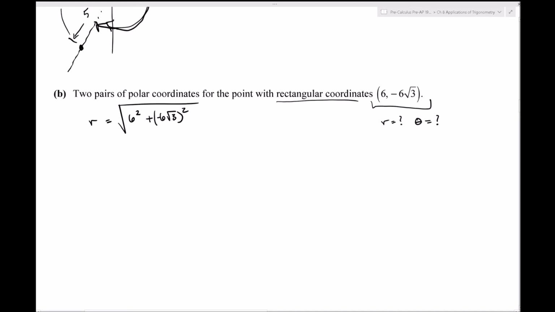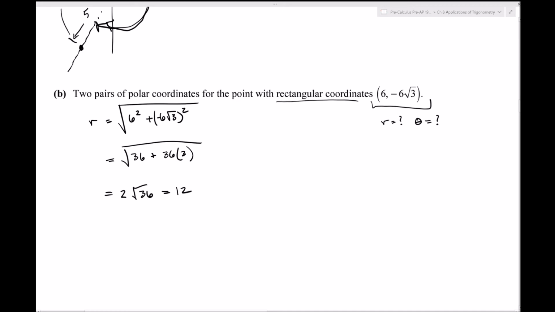Because it's x squared plus y squared. And if it's negative, the negative goes inside the square. And that is the square root of 36 plus 36 times 3. The negative goes away. So then it's going to be 2 square root of 36.